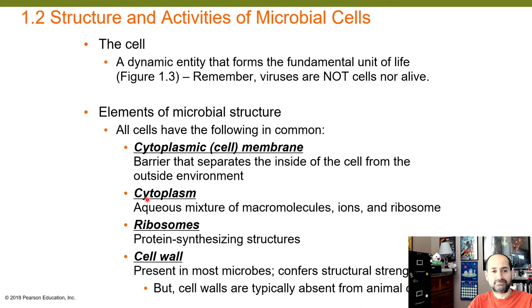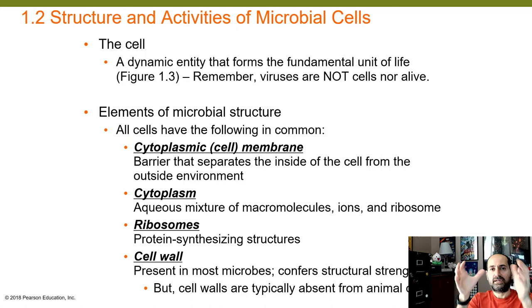And remember, the cytoplasm is an aqueous mixture of macromolecules, ions, and ribosomes. And surrounding the cytoplasm, you have the cell membrane, also known as the cytoplasmic cell membrane. This is the barrier that separates the inside of the cell from the outside environment. All cells have a plasma membrane around the cell. Eukaryotic cells have a plasma membrane. Prokaryotic cells have a plasma membrane.